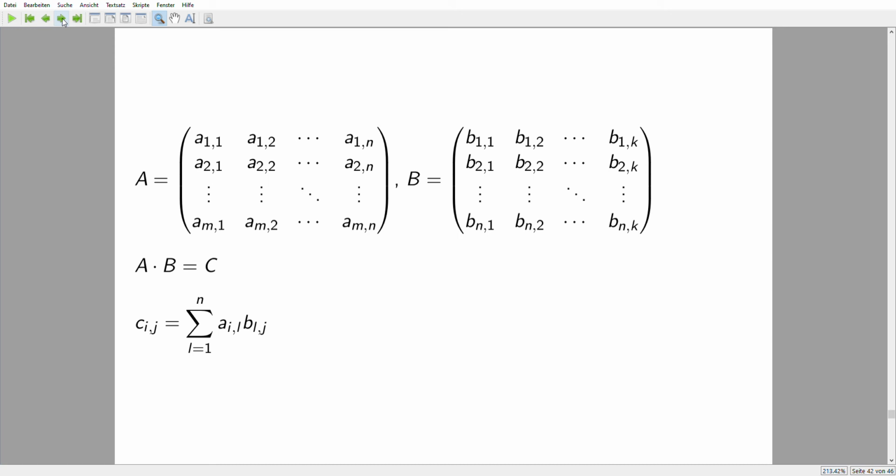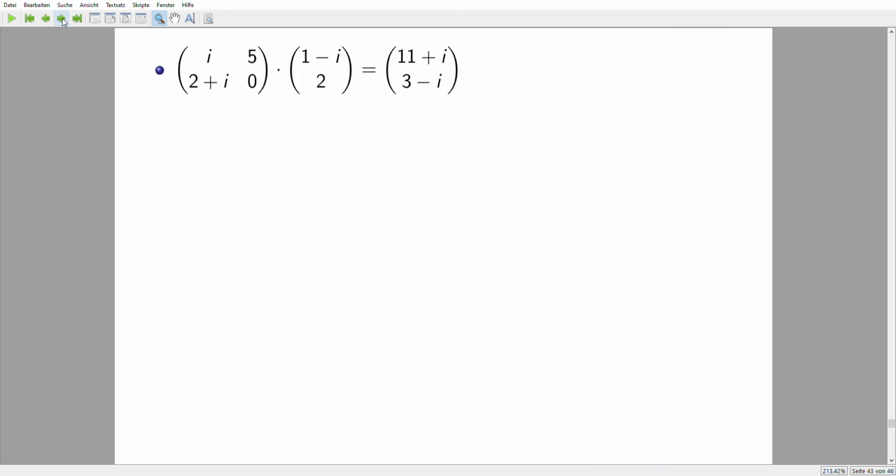In the end, we have some final remarks. You can have matrices with coefficients in any field, not only the real numbers. So, for instance, you can build a matrix product out of two complex matrices, in the same way as we have already seen.